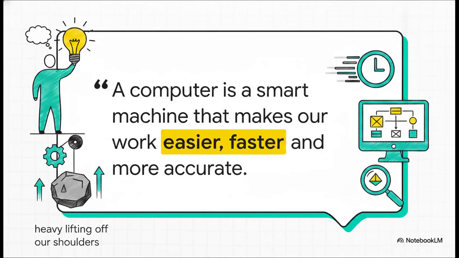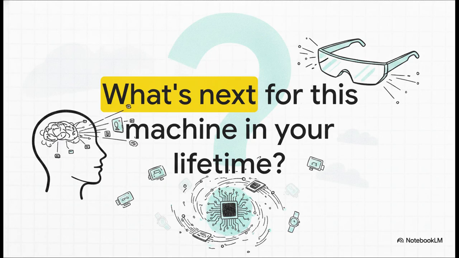To sum up everything we've unpacked from our source map today, this quote really hits the nail on the head. A computer is a smart machine that makes our work easier, faster, and more accurate. Ultimately, it's designed with that one overarching purpose. It takes the heavy, tedious lifting off our shoulders so we can focus on the creative, intuitive, profoundly human side of the equation.